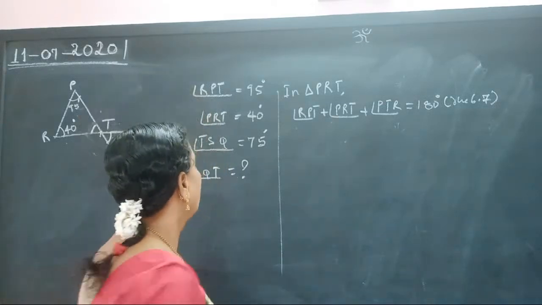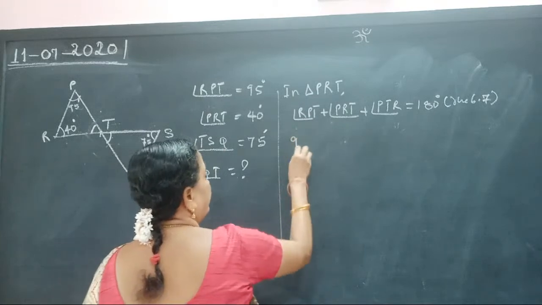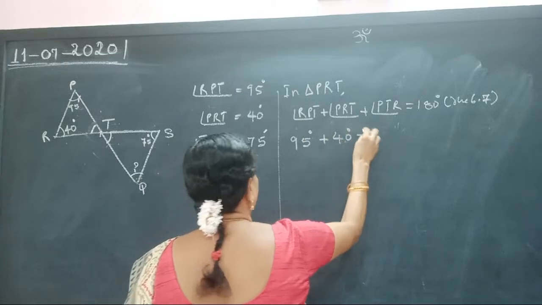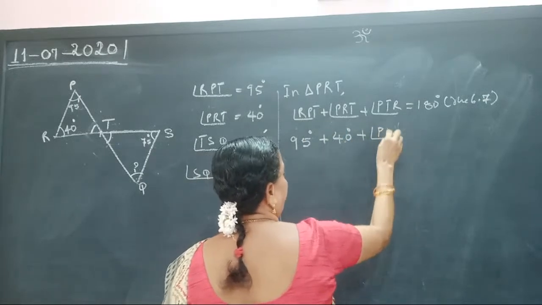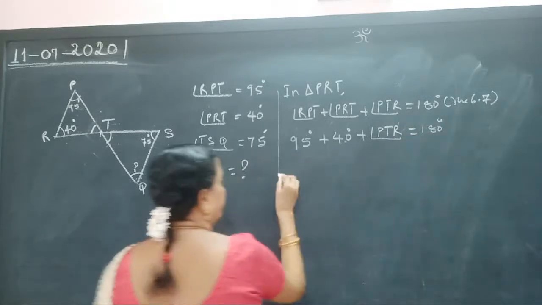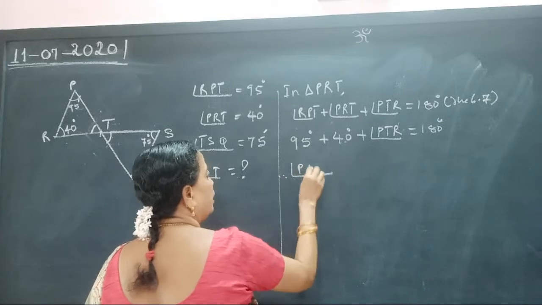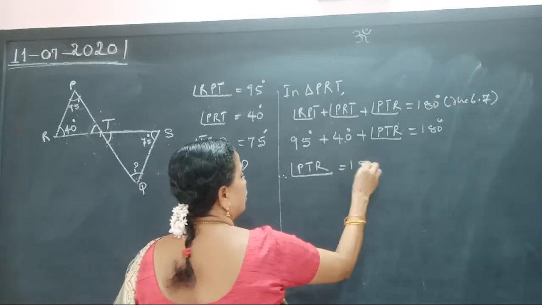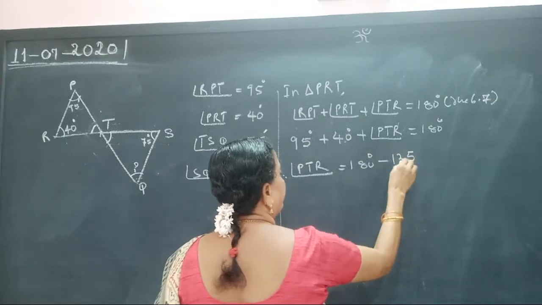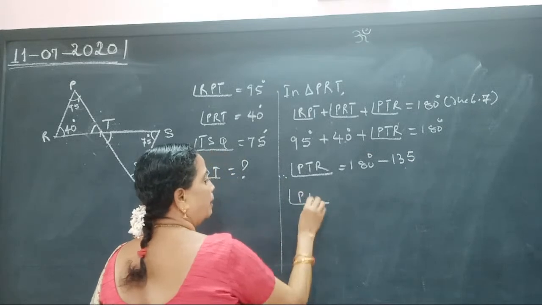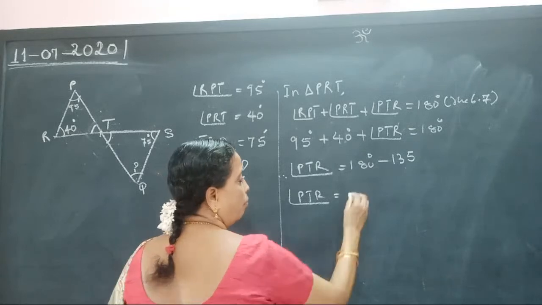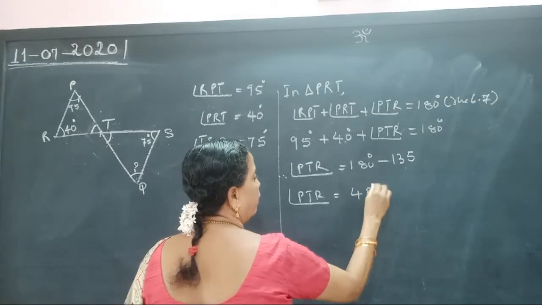Okay. Next, RPT is 95 degree. PRT is 40 degree. PTR we have to calculate, equals 180 degree. Therefore, angle PTR equals 180 degree minus 135 degree. Angle PTR equals 180 degree minus 135 degree is 45 degree.